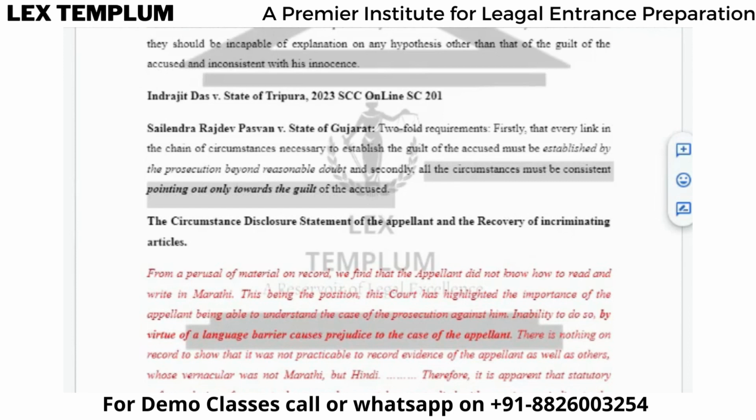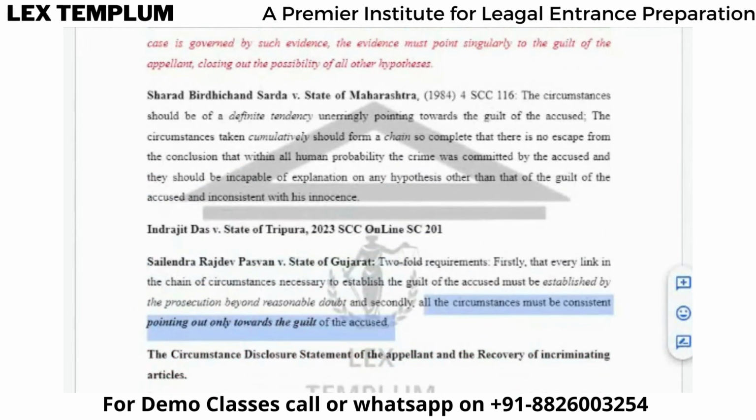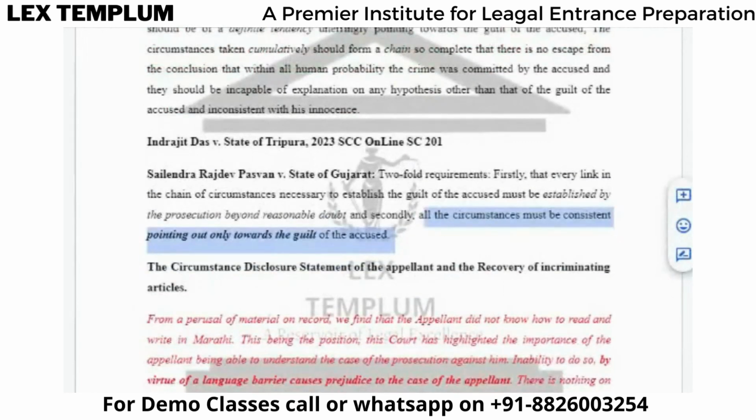So these two things. Firstly, every incident, every circumstance must be proved by the prosecution beyond reasonable doubt, and every circumstance must point towards the guilt of the accused individually. This is all for the circumstantial evidence. Any problem now? Please remember this case, Sharad Vidyachan, a very important case, and these two are the recent judgments that have been discussed by the court in this case, Prakash Nishad case.